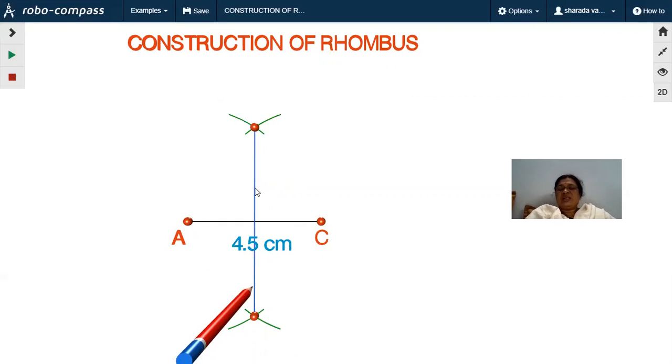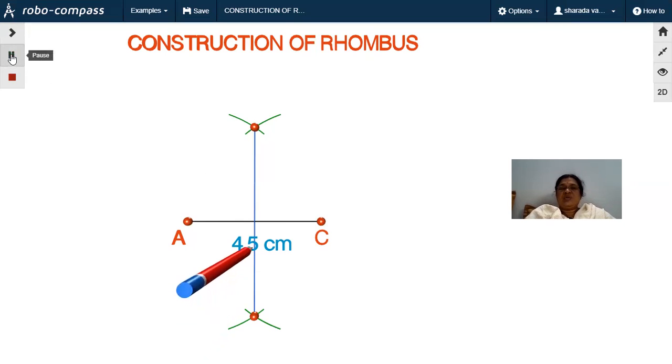Why do we call this line a perpendicular bisector? Because when you measure with your scale also, this line will divide the line segment into 2 equal halves. Here it will be 2.25 and here it will be 2.25, and the angle between this line and the line segment will compulsorily be 90 degrees. Therefore we call this blue color line the perpendicular bisector.